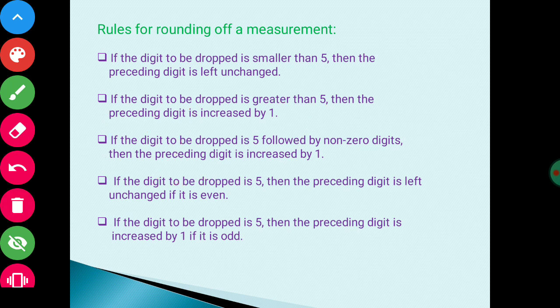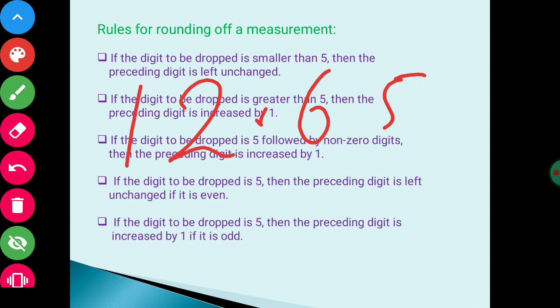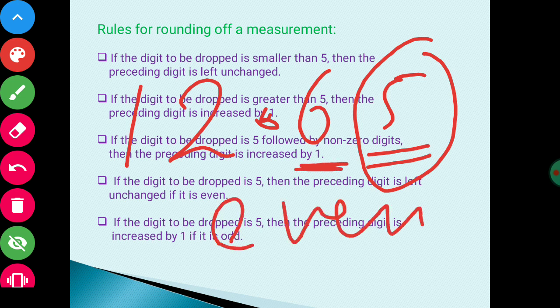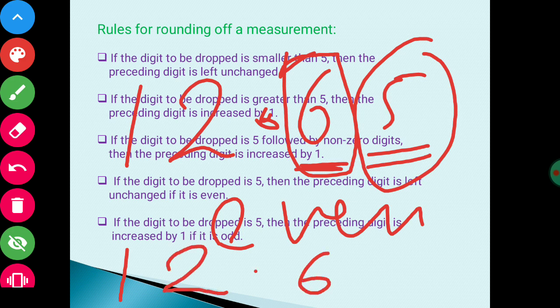Now the fourth rule, if the digit to be dropped is exactly 5, then the preceding digit is left unchanged if it is even. 12.65. Now this 5 is not followed by any non-zero digit. And if the dropped digit is 5 and the preceding digit is even, then it is left unchanged. Here there will be no change of any type.